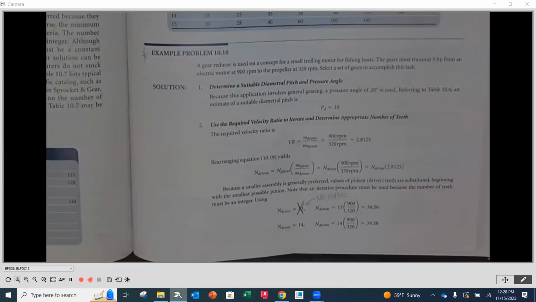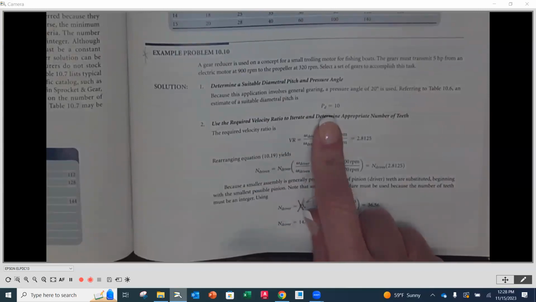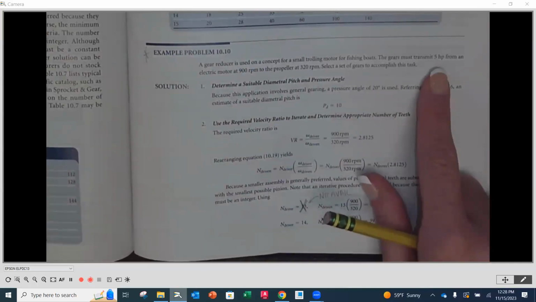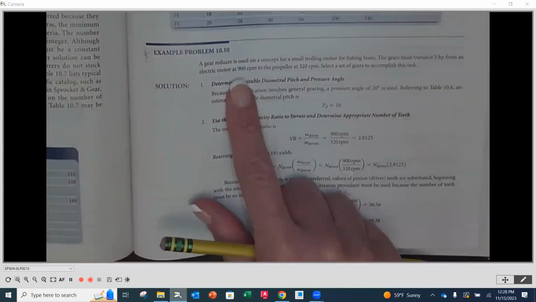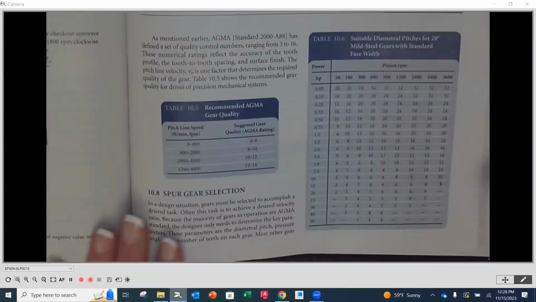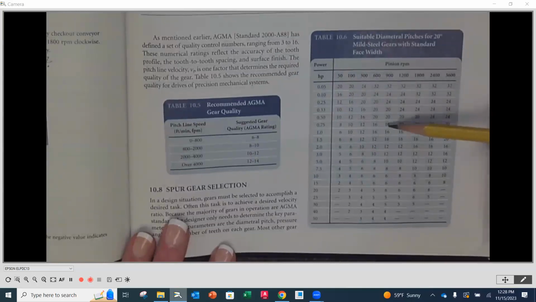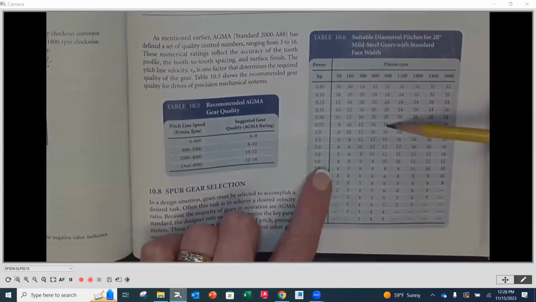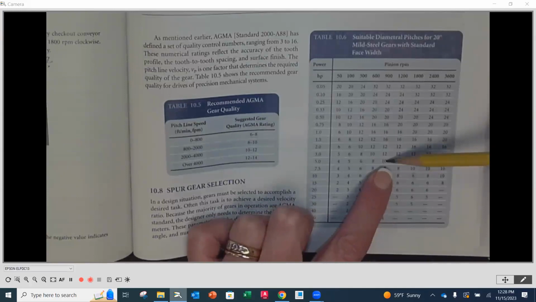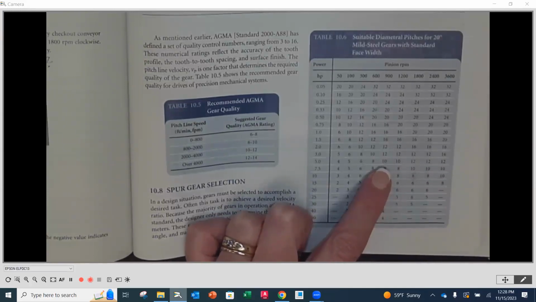So first things first, we want to determine what is a suitable diametral pitch, okay? So you'll notice that we can see what they already picked here, but let's make sure that we agree with it and find where they got it on table 10.6. So we're going to find 5 horsepower and 900 RPM. We're going to match those two up over here. So 900 RPM is here and 5 horsepower is right there, and they come together, and sure enough, 10 is going to be the number. Okay, so that's where they started.